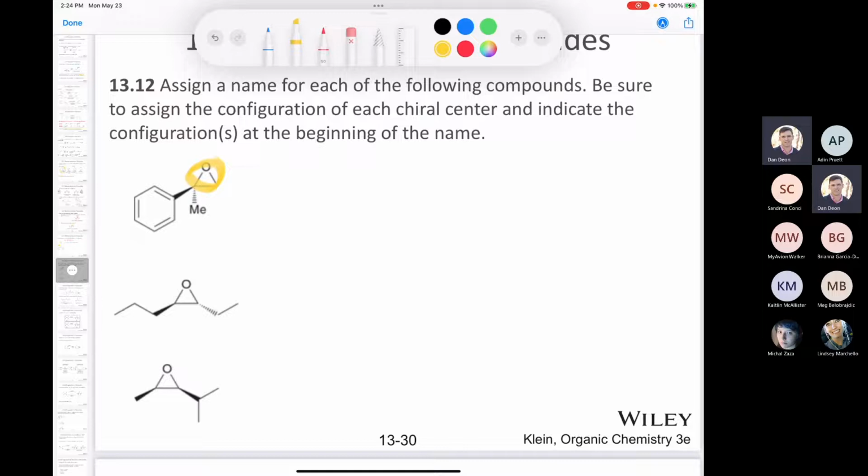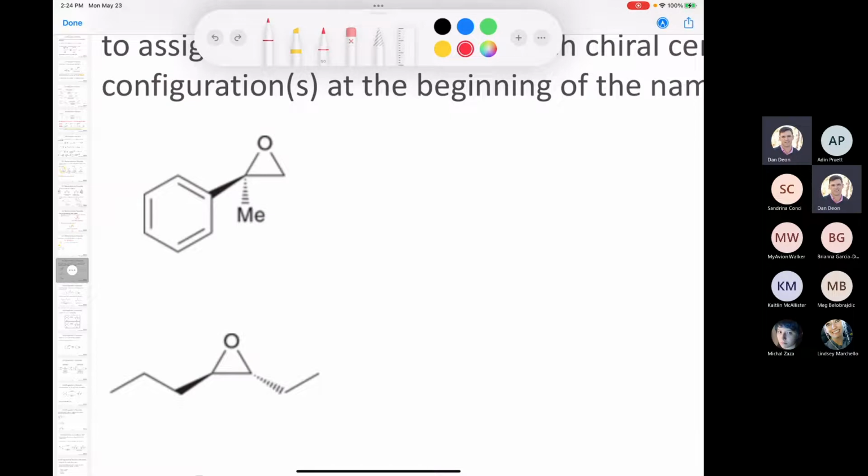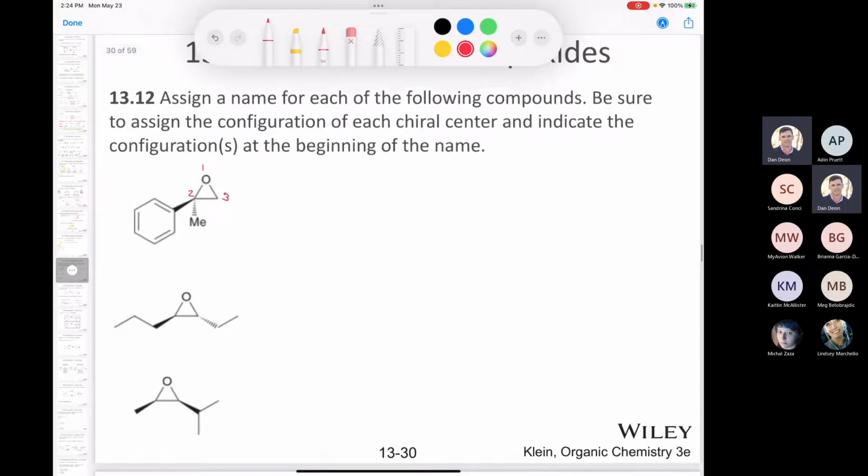Number 1 would be here, number 2 would be here, number 3 would be here. So I've got a 2-methyl and a 2-phenyl. M comes before P in the alphabet, so we'll call this a 2-methyl 2-phenyl oxirane. And then we've got to figure out what the stereochemistry is. Is it R or is it S?